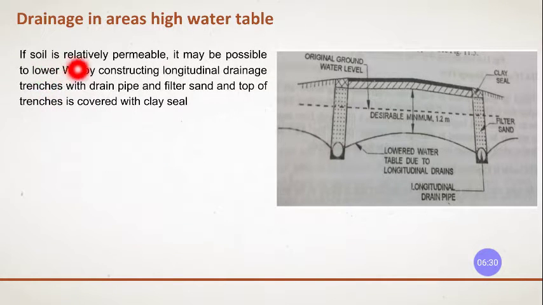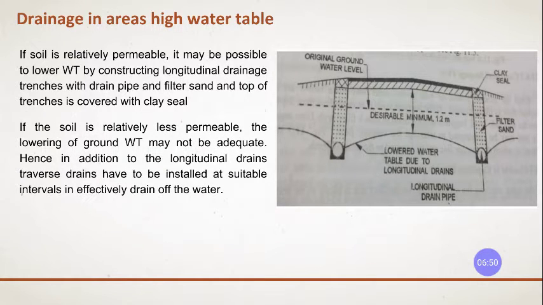If the soil is relatively permeable, where water is allowed to flow, it may be possible to lower the water table by constructing a longitudinal drain trench with the drain pipes and the filter sand, and the top of the trench is covered with a clay seal. Whatever I explained with the help of the image, the same thing has been told here.